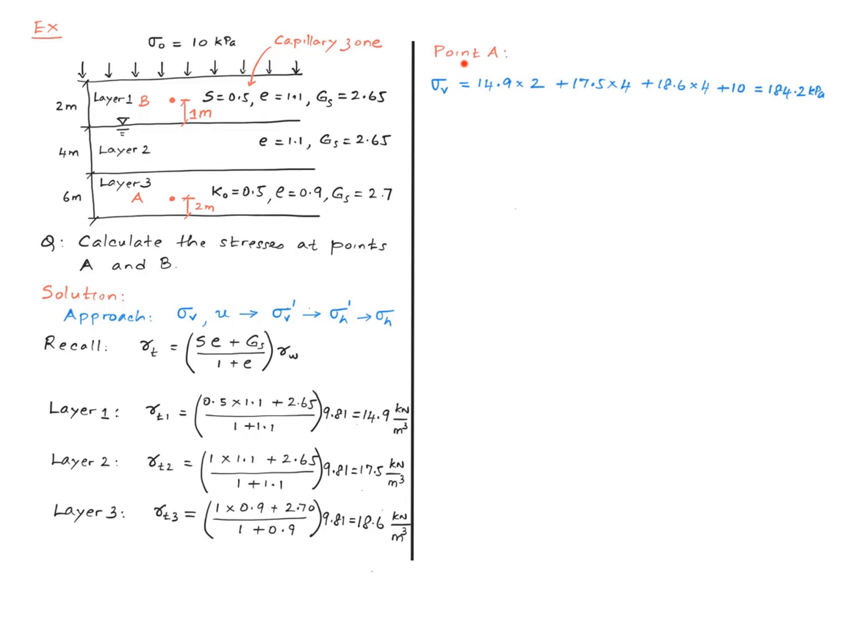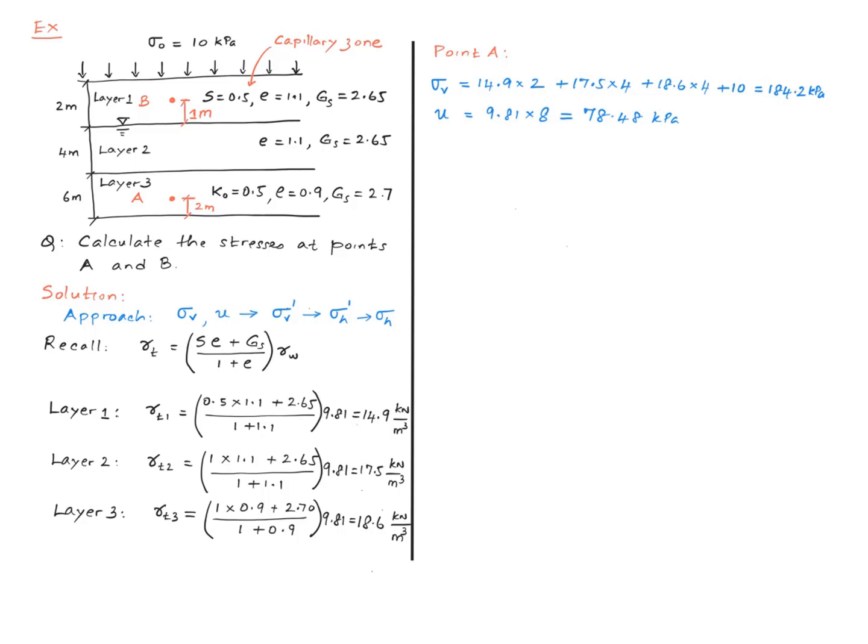Let's first consider point A. The total vertical stress is calculated as shown here. Sigma V equals density of layer 1 multiplied by the thickness of layer 1 plus density of layer 2 multiplied by the thickness of layer 2 plus density of layer 3 multiplied by this distance right there, which is 4 meters. And now you need to add the surface pressure of 10 kilopascal to it. So the total vertical stress works out to be 184.2 kilopascal.